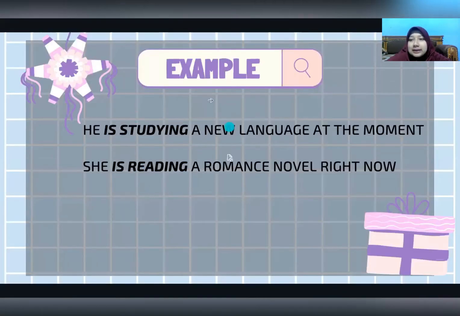This is the example that I make. He is studying: he uses to be "is" and the verb is study plus -ing. So he is studying a new language at the moment. And the second is she is reading a romance novel right now. She is the subject, is is the to be, reading is the verb. So this is how I can explain the present continuous, and I will go to the next tense.